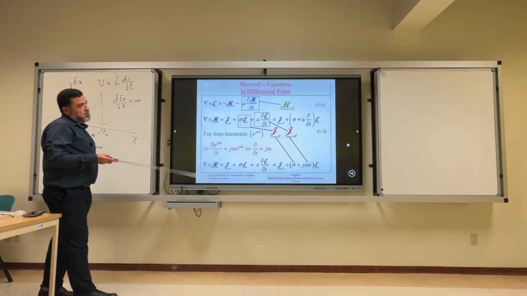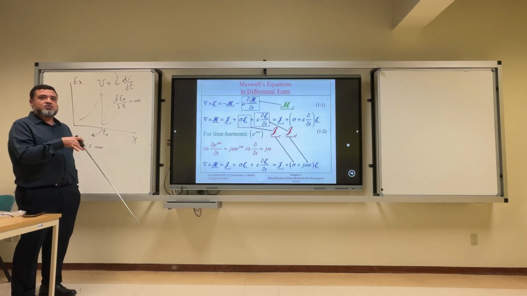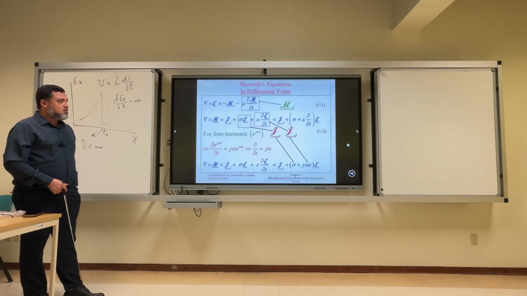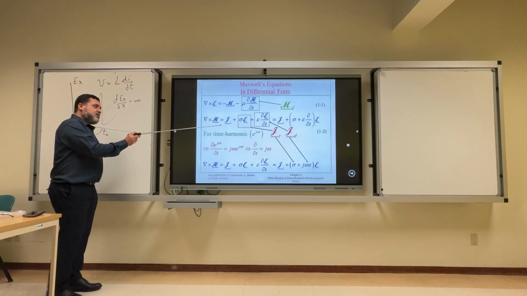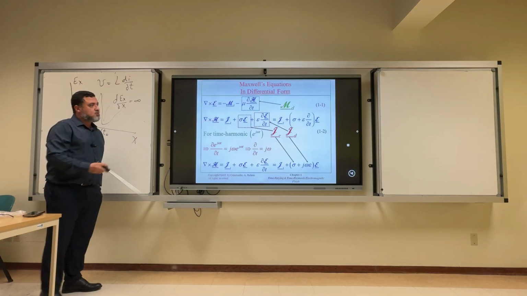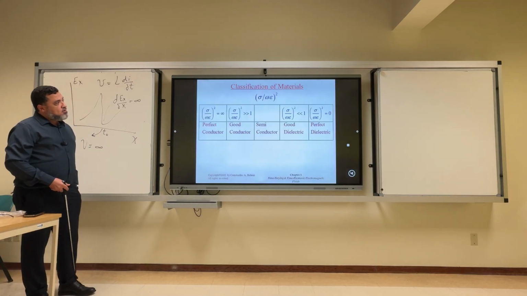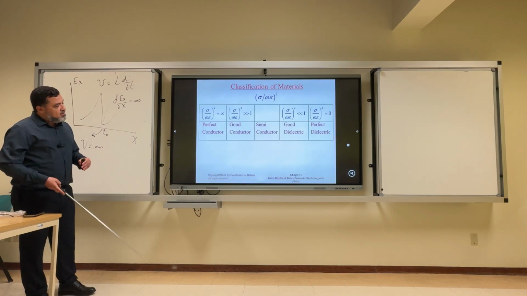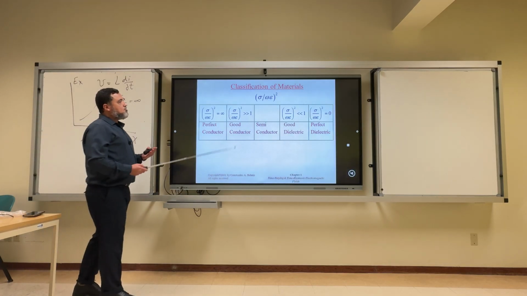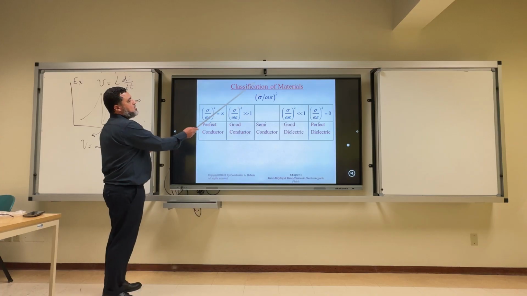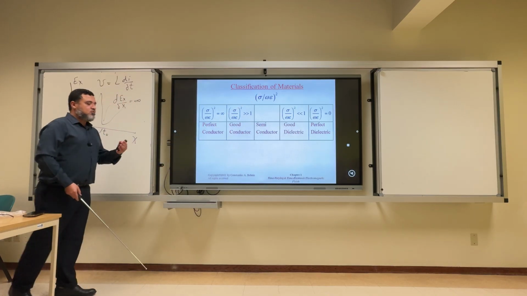This is like a magnetic current source, a physical source you add in the circuit. And this also embraced electric current, physical source. We can also classify the material based on the frequency and the value of sigma. This ratio is called the loss tangent, as we will take later.